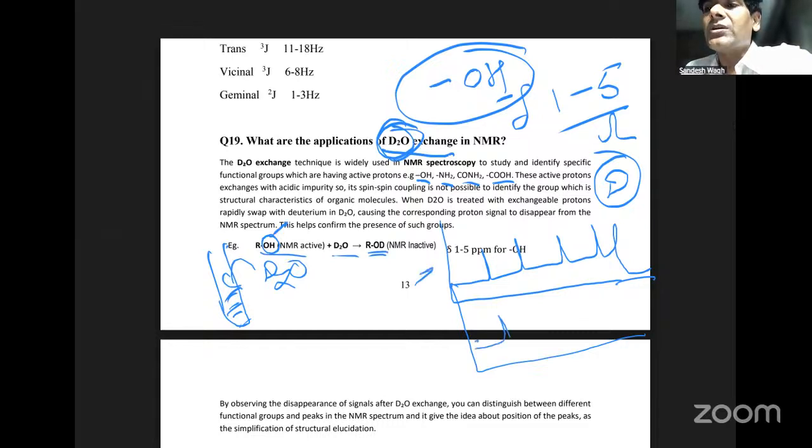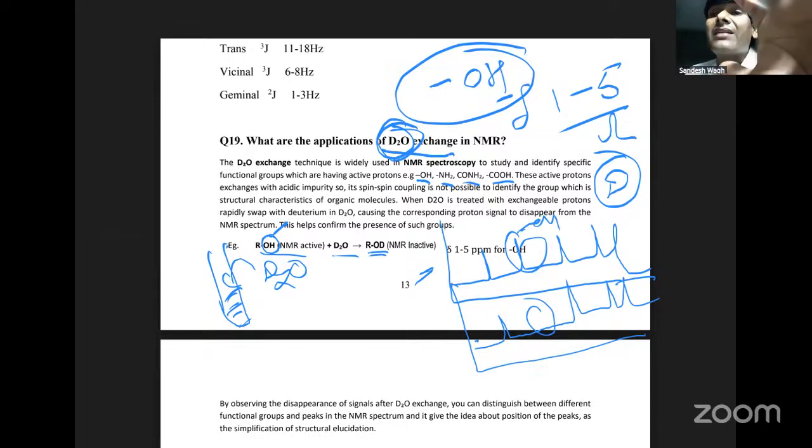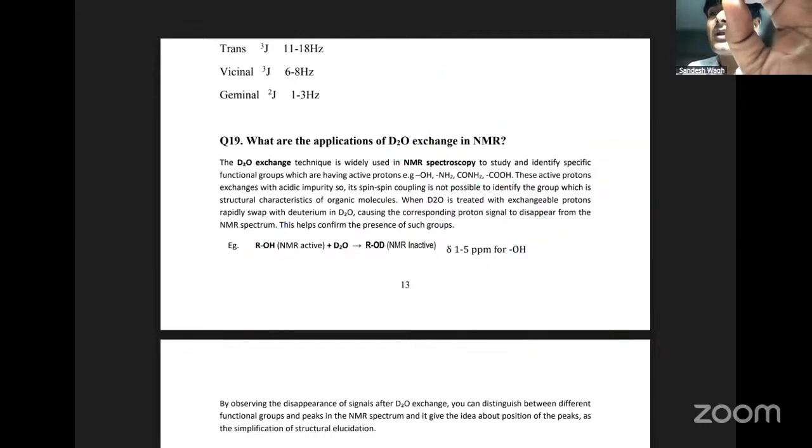So suppose I redraw the spectrum, I will find that this peak will be missing, and that missing peak will be the OH. This way we can easily track the position of the active protons like OH, NH2, or amide by using the D2O exchange. Most of the time in NMR combined problems, they will say the one proton broad singlet exchanges with D2O. That means that proton may be the OH or NH2 depending on the molecular formula. So this is the application of D2O exchange.